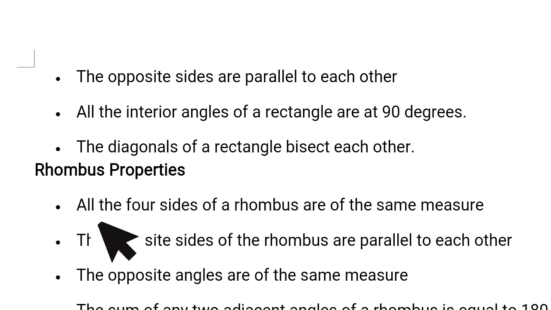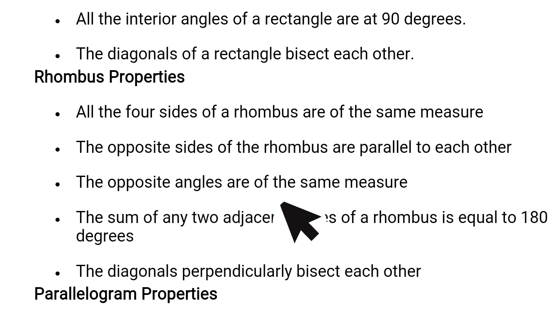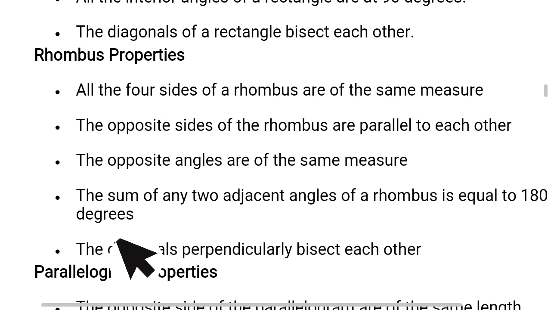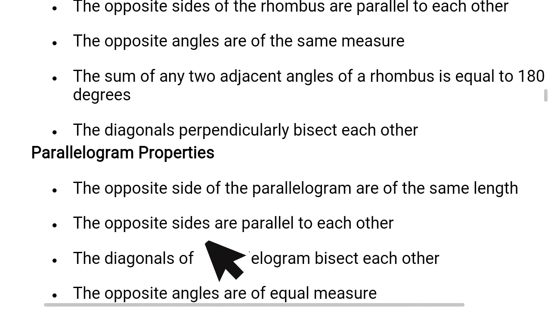Rhombus properties. All four sides of rhombus are of the same measure. The opposite sides of rhombus are parallel to each other. The opposite angles are of the same measure. The sum of any two adjacent angles of rhombus is equal to 180 degrees. Means the sum of adjacent angles of the rhombus will be 180 degrees. The diagonals perpendicularly bisect each other.